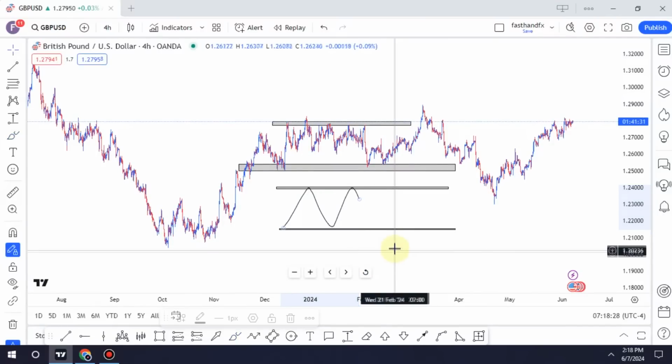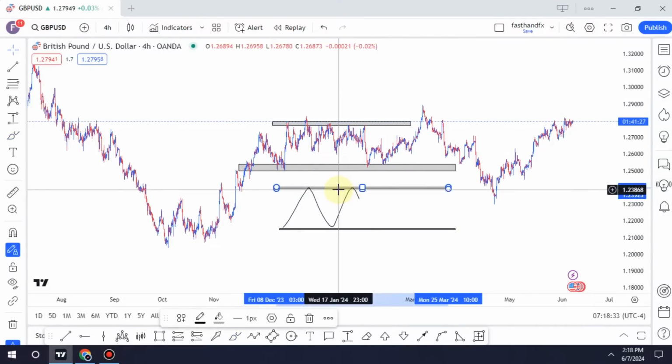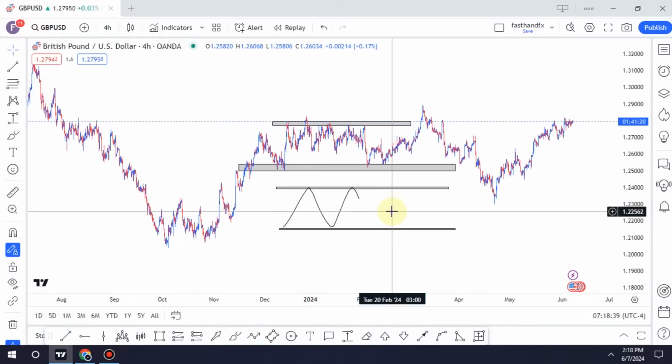In fact, of course, everybody now knows about supply and demand. So this level right here, that is our supply zone. Anytime you see price approaching this support or supply level right there, look for two things: a reversal structure or a continuation pattern.